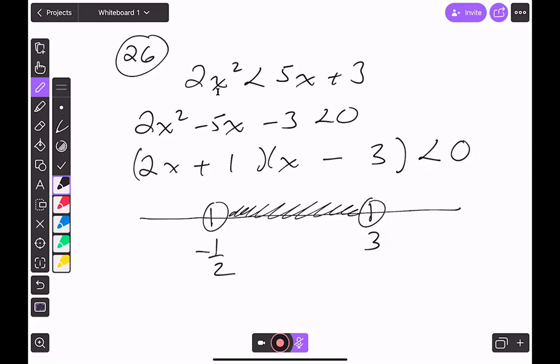Number below might be like minus 1. You plug it in. This becomes negative. This becomes negative. A negative times a negative is a positive, and positive numbers are not less than 0. So I got my answer, and my answer is going to be this over here in intervals. Minus 1/2, comma, 3.